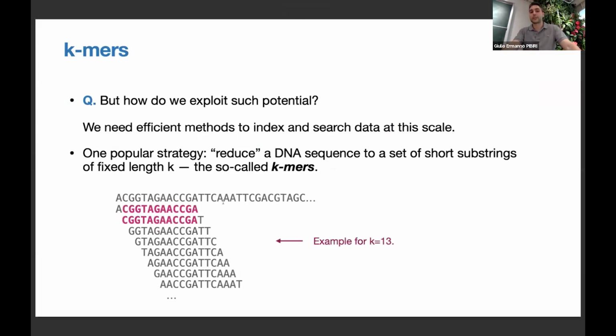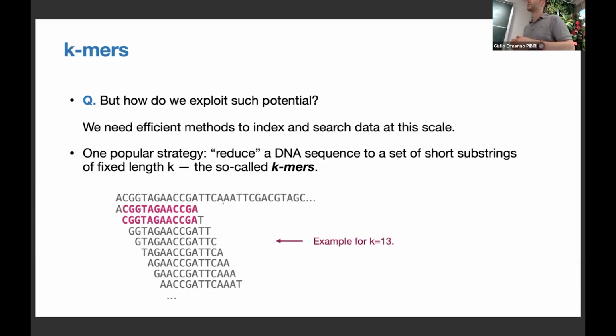And one popular strategy to be able to process this data is to reduce such long sequences of DNA to a set of short substrings of fixed length K, the so-called K-mers. For sure, you have already heard about K-mers since they're very popular in bioinformatics, but also outside bioinformatics, in information retrieval, machine learning, and other contexts. But they found profound use in bioinformatics. And here you have a simple example.